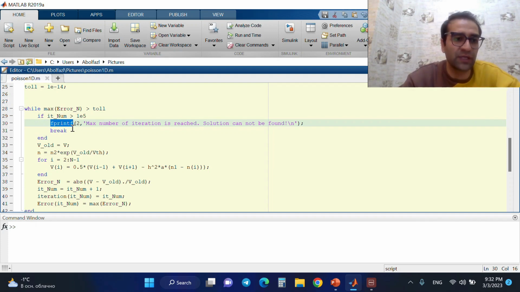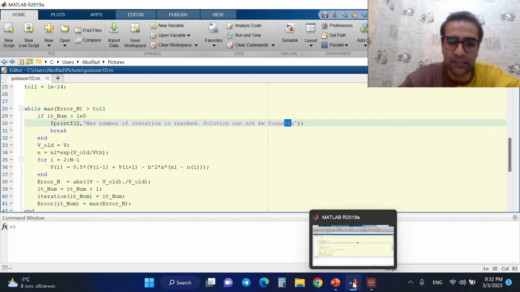And using fprintf, inside parentheses you should write 2, comma, and you can write everything here that you like. What I write here is, when this condition is satisfied, when the iteration number is greater than 100,000, print this sentence: maximum number of iteration is reached, solution cannot be found. And you should put this backslash in here. We will see how it works.